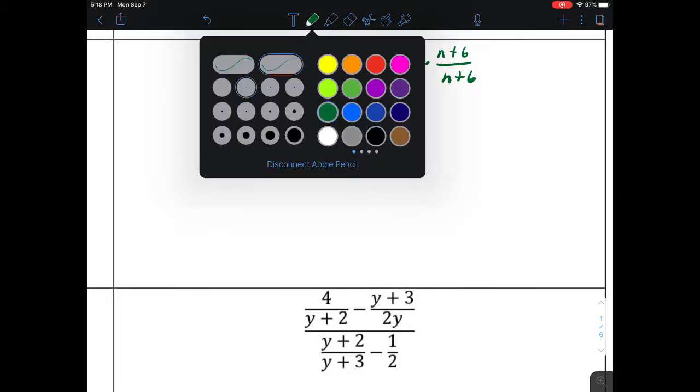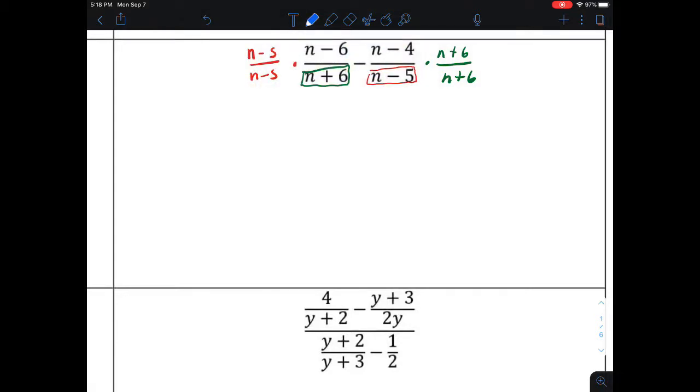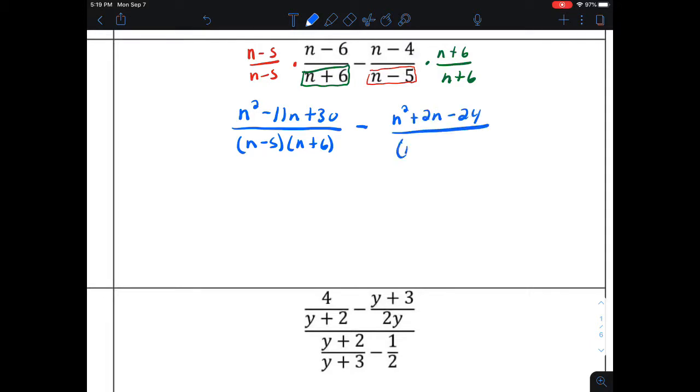And then I'm actually going to go ahead and do the multiplication. So we're going to have n squared minus 6n minus 5n, so it's minus 11n plus 30 over those denominators. Now, I'm not going to multiply out the denominators. I'm going to leave them as a product, because maybe, not always, but maybe I can get something to cancel when I actually put the numerators together. So minus, we'd have n squared plus 2n minus 24 over n minus 5 times n plus 6.